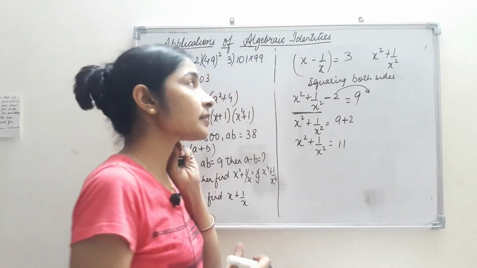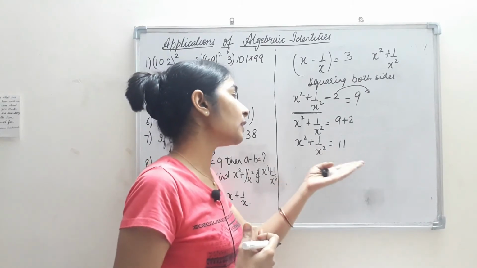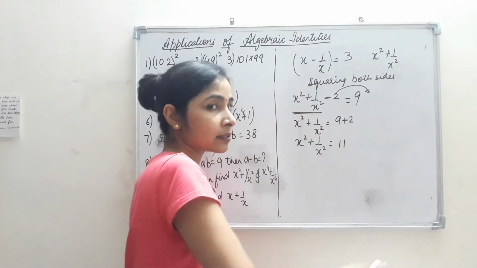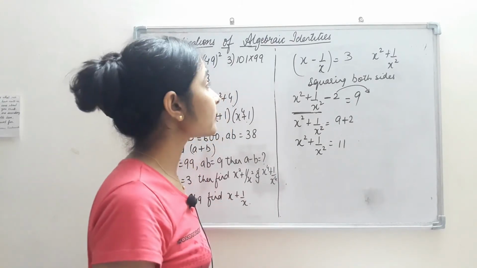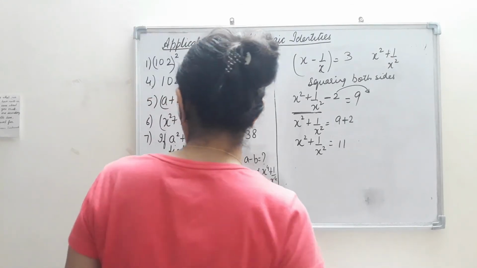Similarly, if we are asked x raised to the power 4 plus 1 upon x raised to the power 4, then again we will do the same thing, squaring on both the sides and taking 2 on the other side, we can get the value of x raised to the power 4 plus 1 upon x raised to the power 4 also. Now the last question.